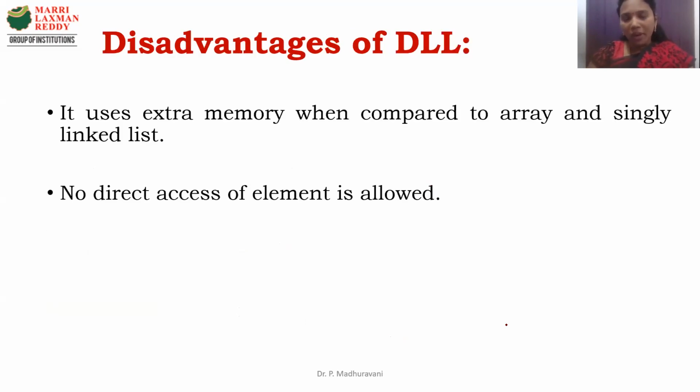Now, coming to the disadvantages of doubly linked list, it requires extra memory because each node is holding three parts, three fields: one to store the data value and another two reference fields to hold the address of the next node and the previous node. Hence, it takes extra memory compared to an array as well as compared to singly linked list.